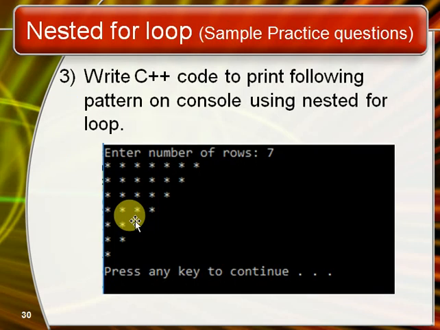It's another sample practice program. Write a C++ code to print the following pattern on console using nested for loop. Again, observe this pattern. The number of characters is reducing as the number of rows is increasing. So we will use two loops, one loop to control the number of rows and the other to control the number of these characters in each row. Here the outer loop will control the number of rows and the inner loop will control the printing of these characters.